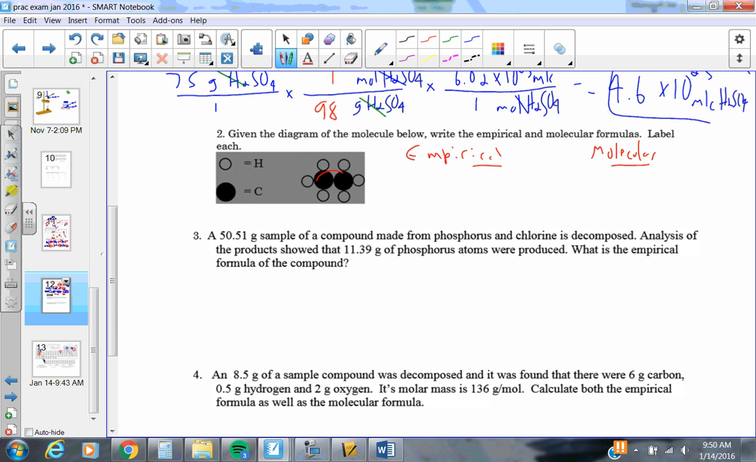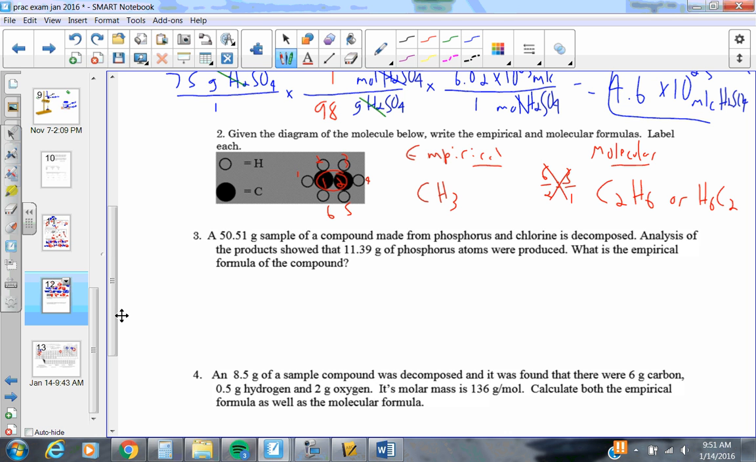I see 2 carbons and 1, 2, 3, 4, 5, 6 H's. C2H6 is what's actually shown. That's the molecular formula. Or H6C2 is okay. But that's not the simplest whole number ratio. If it's a 2 to 6 ratio, that's the same as a 6 to 2 ratio, that's the same as a 3 to 1 ratio. So CH3 is the simplest way of writing it.